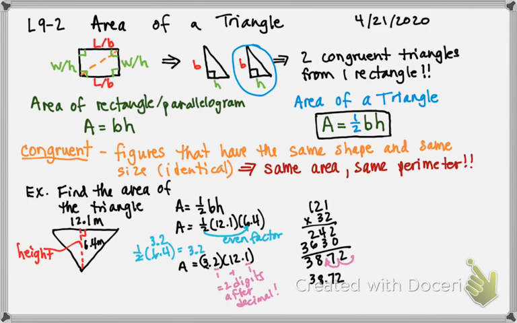38.72. Now this is area, so I'm going to have to remind myself this was meters times meters, right? So I'm going to just do it here. So I have meters times meters is square meters, okay? So I would say the area is 38 72/100 square meters.